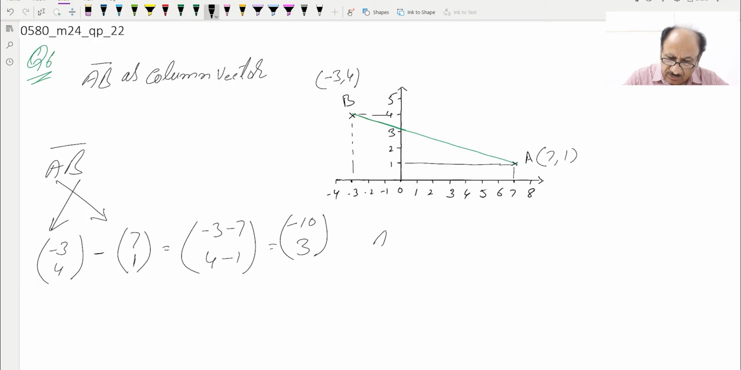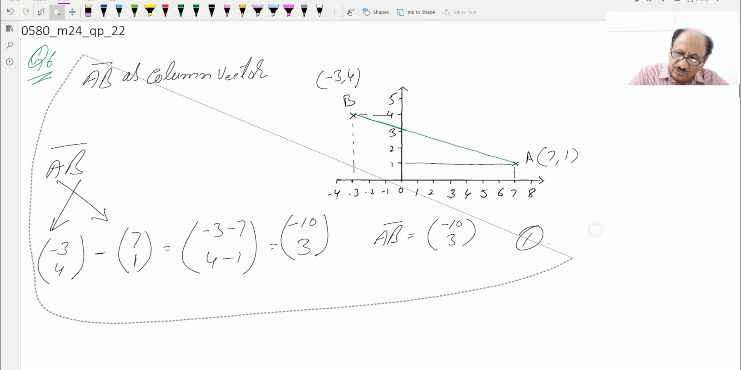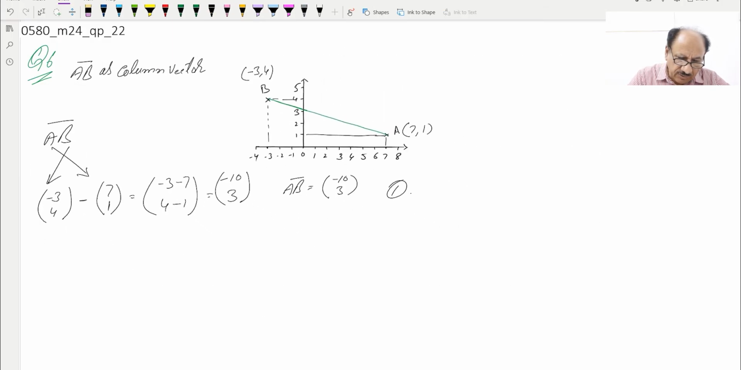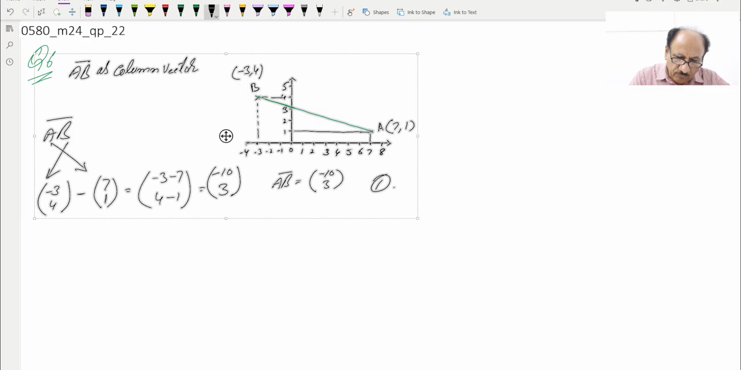So AB I have explained. This is only a 1 mark question, but I have explained in detail so that you can understand this. These types of questions are 1 mark questions. So if I shrink this one so that we can make space for the next part as well, now it is basically question number 7.